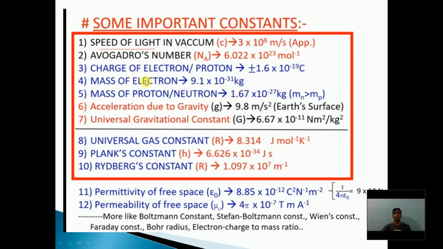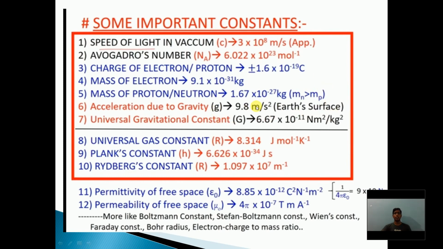Next, mass of electron, 9.1 into 10 to the power of minus 31 kg. Next, mass of proton or neutron. Here you observe 1.67 into 10 to the power of minus 27 kilograms. The mass of neutron is a little bit greater than the mass of proton. So these are the important things you need to remember.